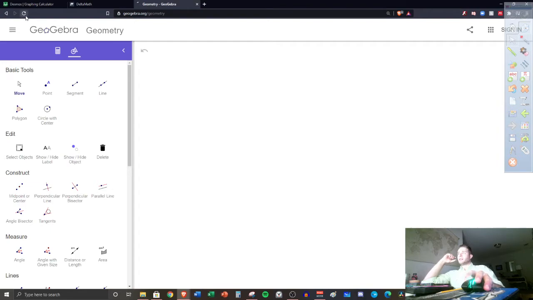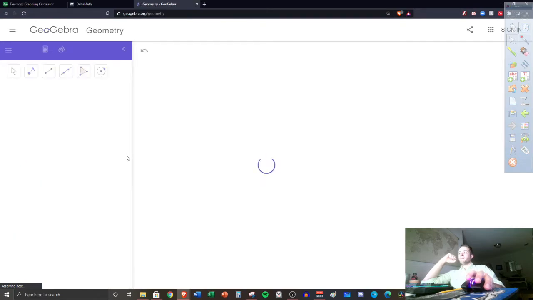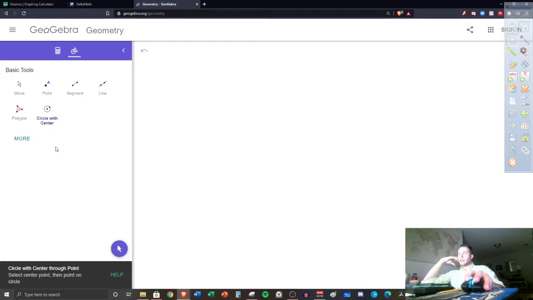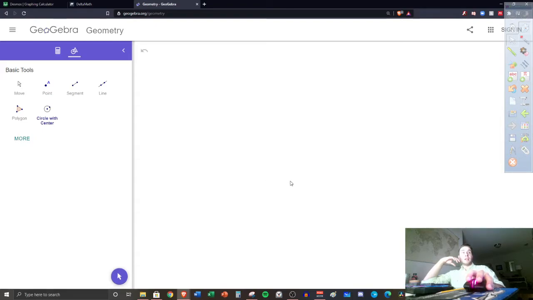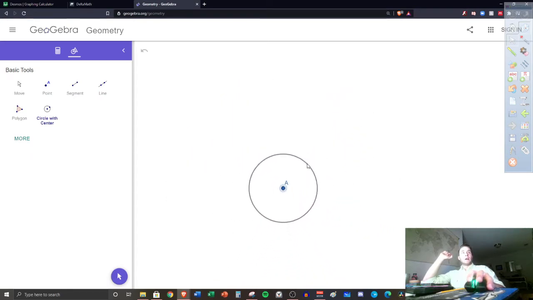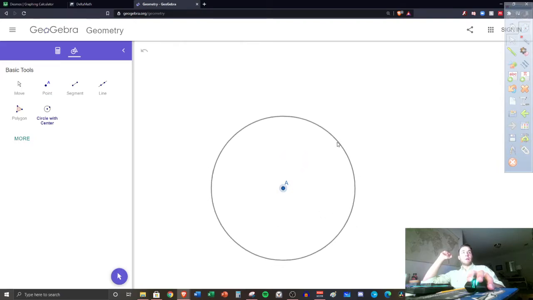Over on the left side, let me refresh my page here because you don't have all the tools showing, and I don't want to show all those just yet. So you should see just these basic tools over here. And the first thing we want to do is create a circle. So I want you to click this circle with center. I'm going to try to go pretty slow on this. Circle with center, you click it and it gives you directions. It says select center point, then point on a circle. So really all we need to do is click and drag with our touchpad or our mouse. It's going to create a circle whatever size you want right away. So I'm just going to click and release probably about here.